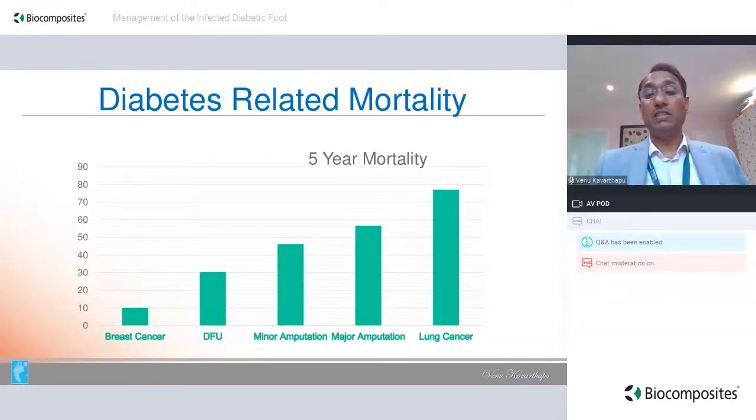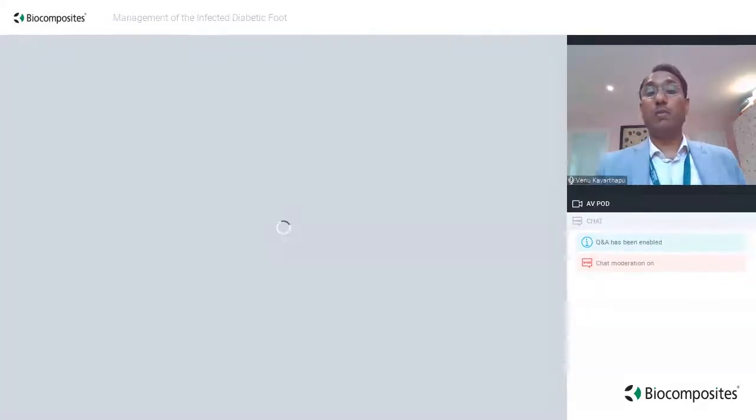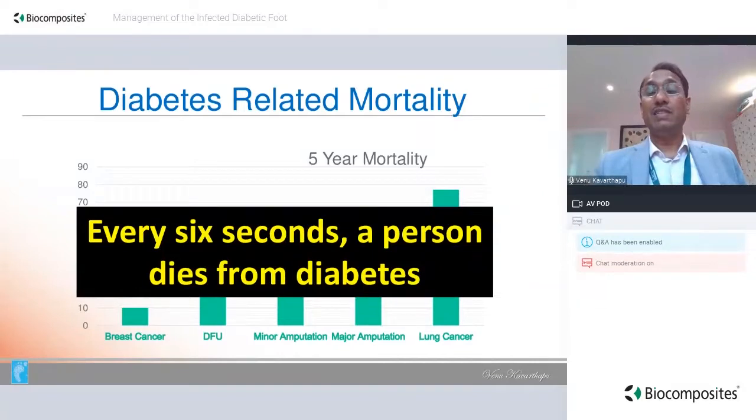In fact, the most recent studies have revealed that the 5-year mortality rate following a major amputation in people with diabetes is around 80%. And you can see, lung cancer is known to have a very high mortality rate, but diabetic foot conditions, in fact, far exceed many common cancers. Yet they don't receive enough attention. And in fact, every 6 seconds, a person with diabetes dies worldwide.